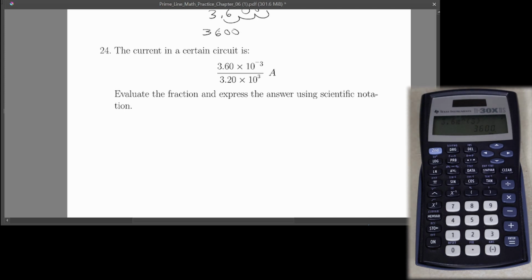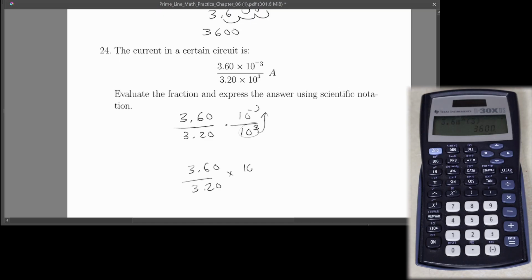Okay, number 24. We can break this apart into 2 separate pieces. We could do 3.60 divided by 3.20 times 10 to the negative third over 10 to the third. And we could evaluate these separately. We could bring this up. That becomes 3.60 over 3.20 times 10 to the negative third times 10 to the negative third. We'll get 10 to the negative 6 there.